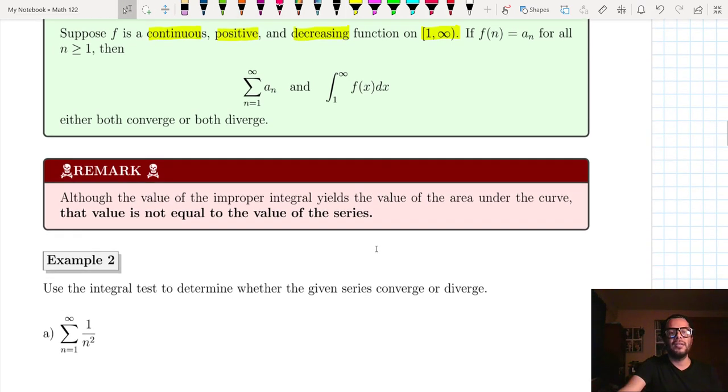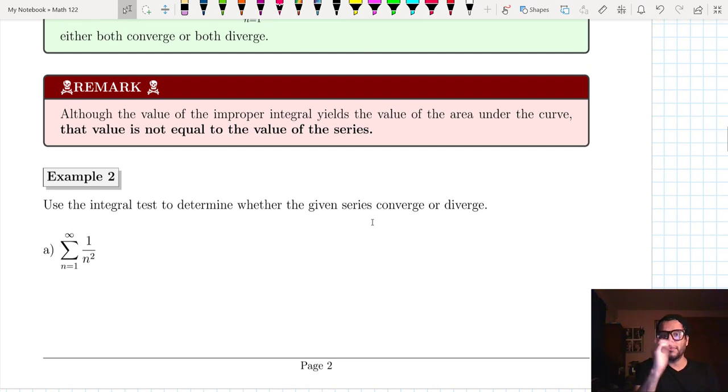So let's look at a couple of examples here. Okay, and a quick remark right here. So when we covered improper integrals, we got a numerical value that was the area under the curve. In this case, that is not necessary. That is not actually the value of the infinite series. So we need to be careful. All we will be able to say here is that the series converges or diverges, not the value of the series as we may think about it. So we need to be aware of that.